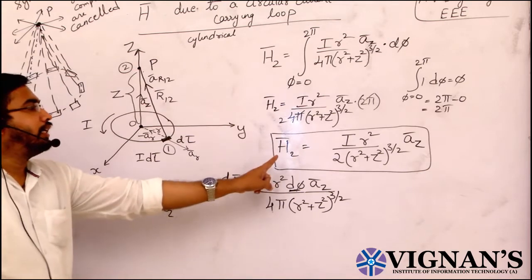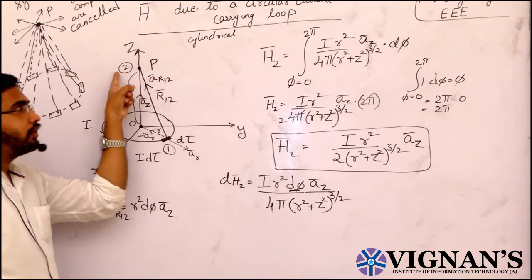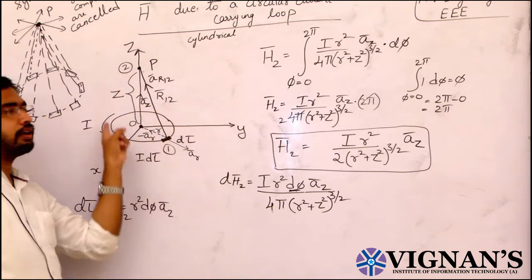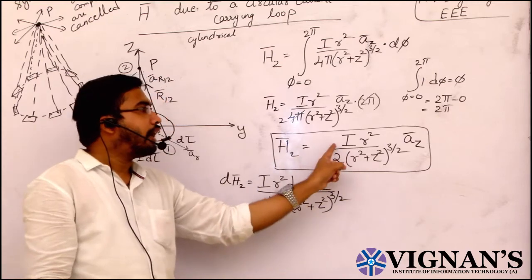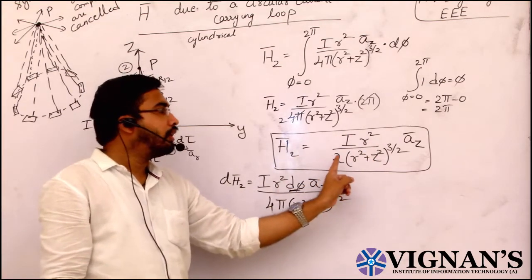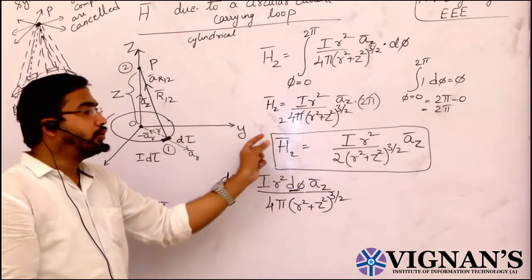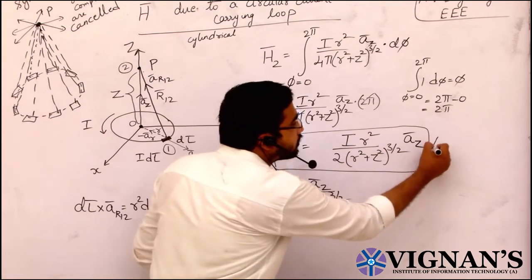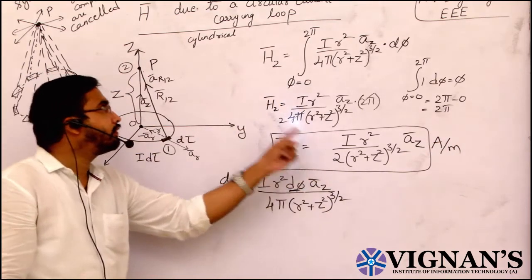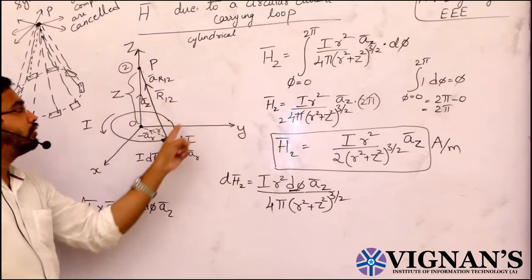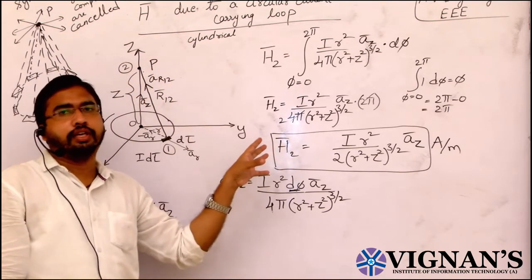The magnetic field intensity H at this point P, that means the second point, due to this complete circular current carrying loop is given as H2 is equal to I R square by 2 into r square plus z square whole power 3 by 2 into Az bar, and the unit for magnetic field intensity is ampere per meter. This is the final formula for H at point P due to this circular current carrying loop. This is the first part of our derivation.